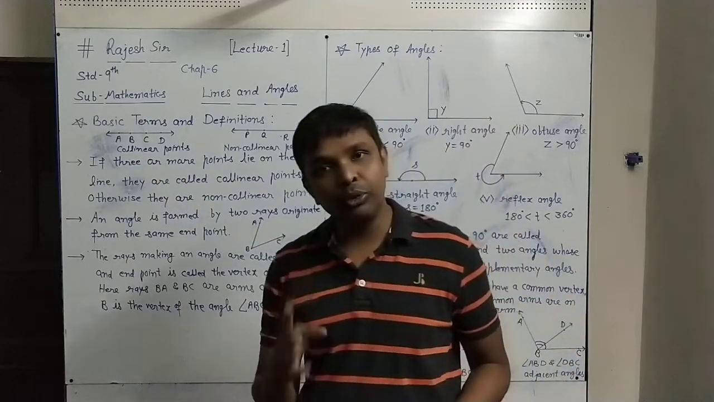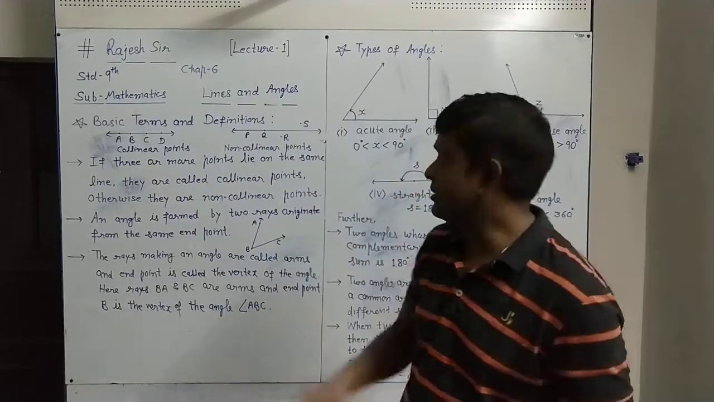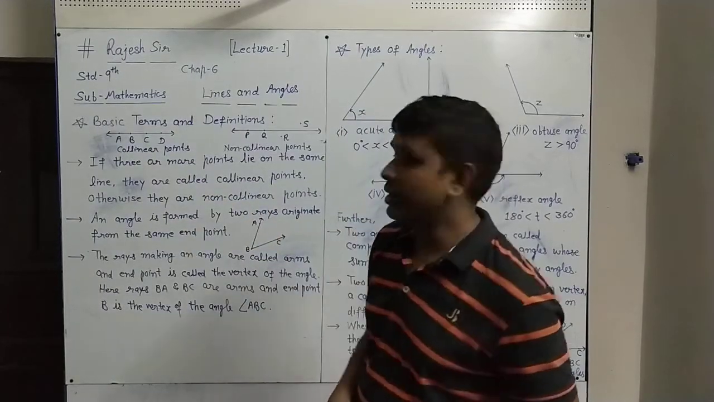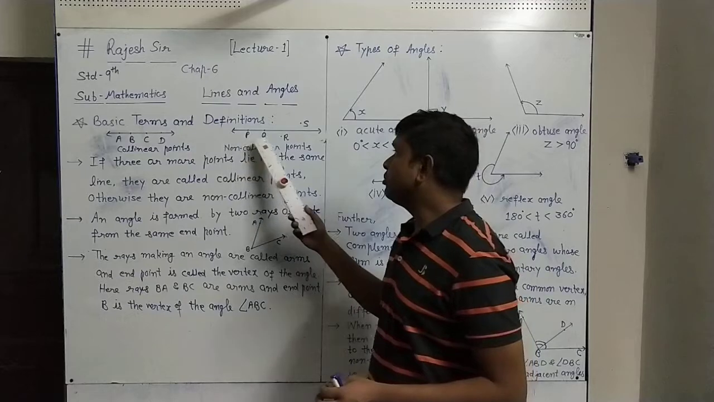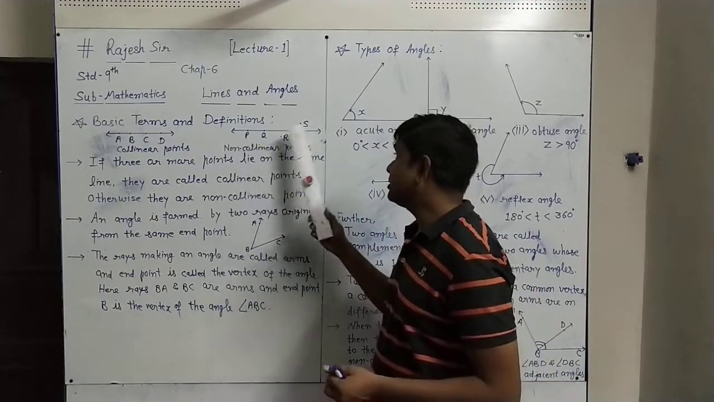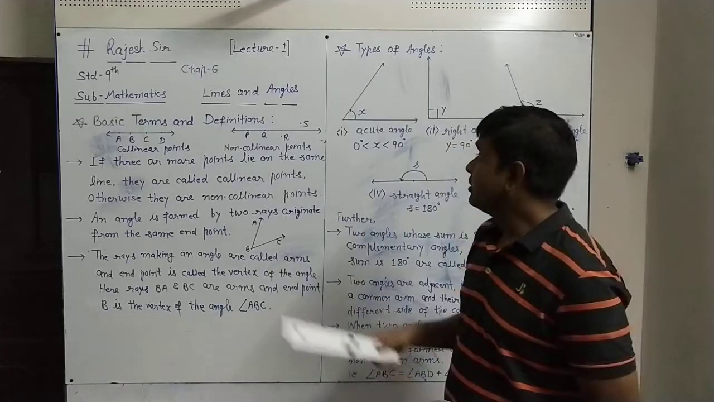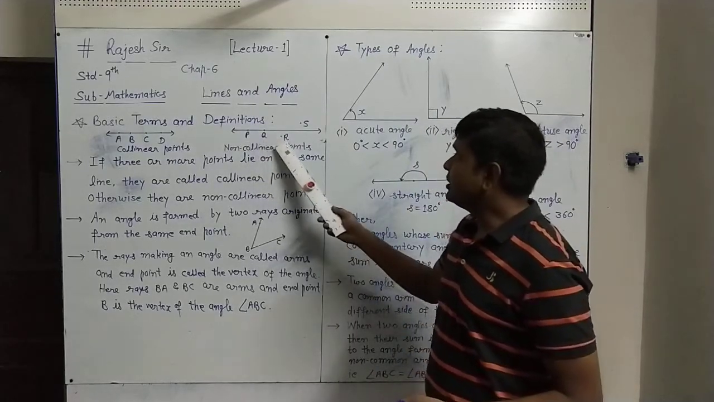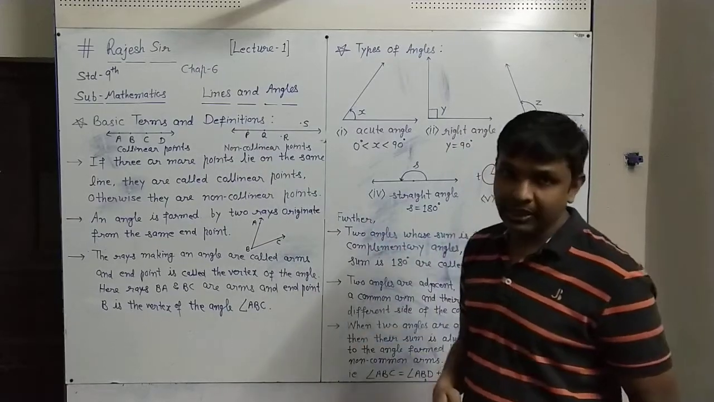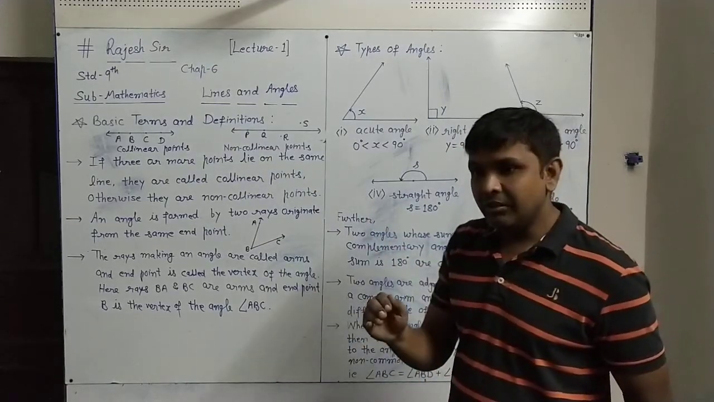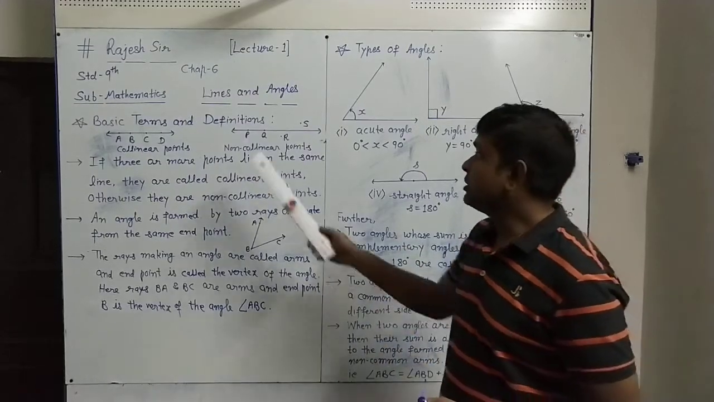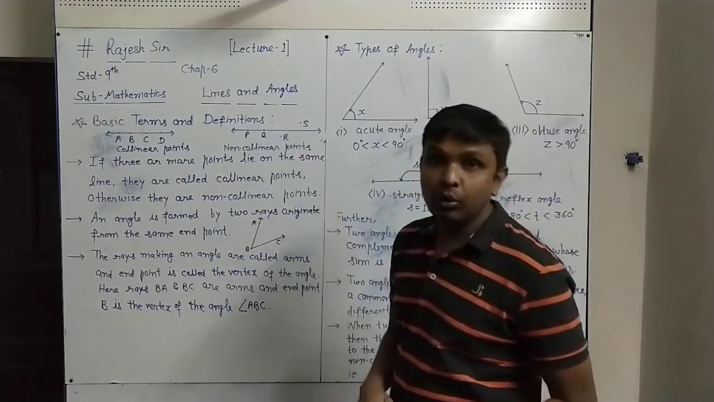If 3 or more points lie on the same line like this, A, B, C, D are on the same line, they are called collinear points. And if 3 or more points are not lying on the same line, like here, P, Q, R, S, 4 points are there. Only 2 points are on the line. The third is here and the fourth is here. If you draw the line, you will not find a line on which all the 4 points will be.